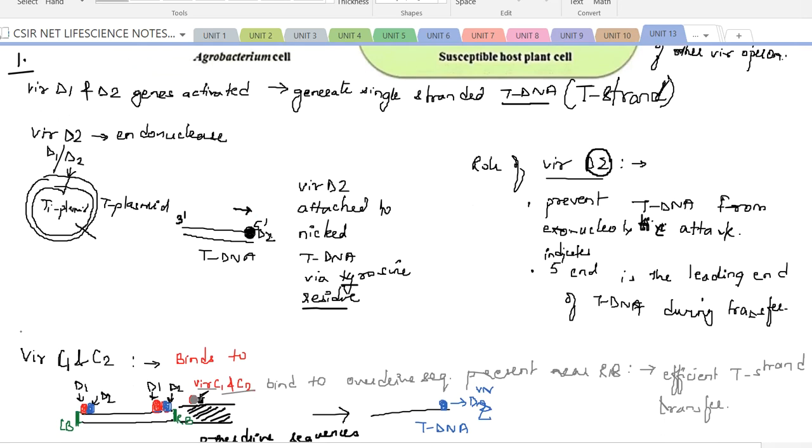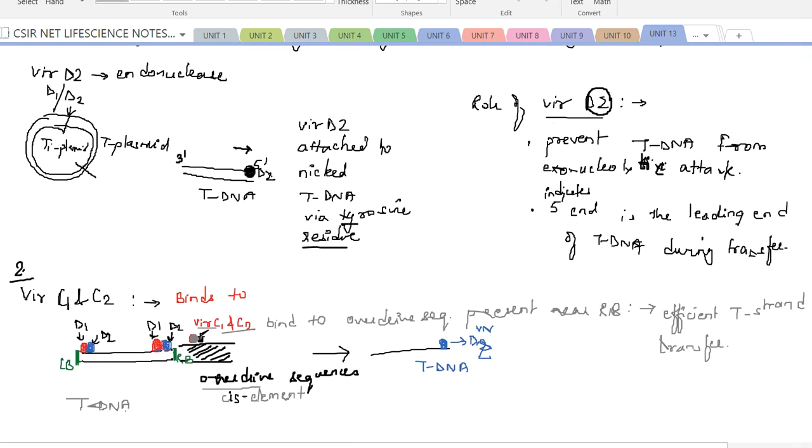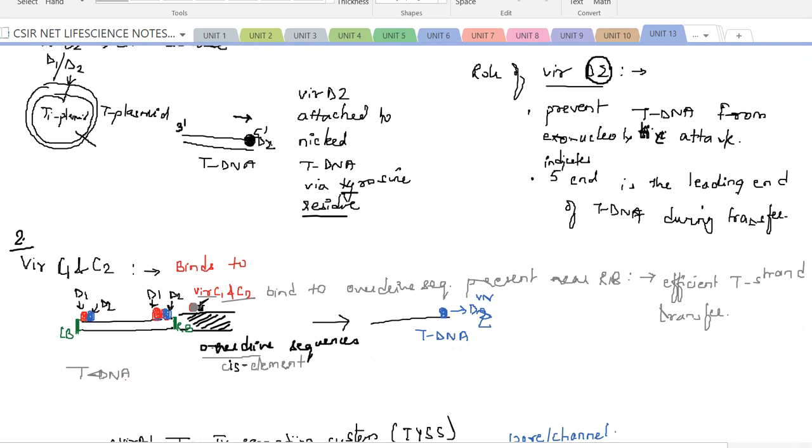Next comes the role of VirC1 and C2. These bind to the cis element near the right border, and this cis element is known as the overdrive sequence. What is its role? It helps in efficient tDNA transfer.